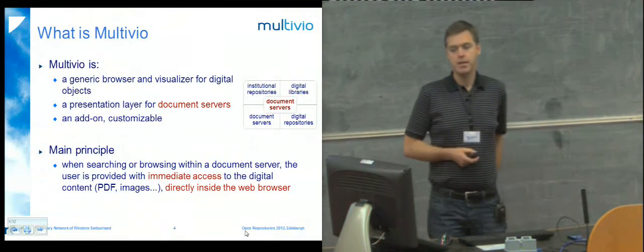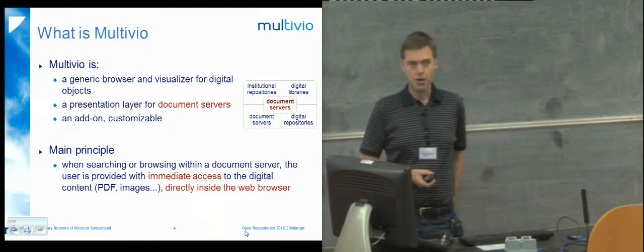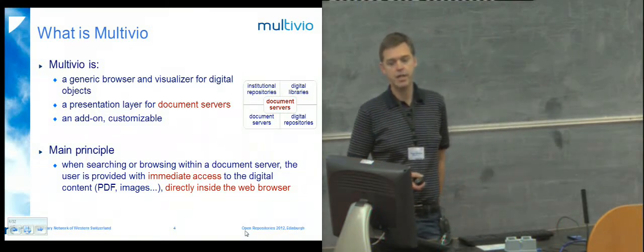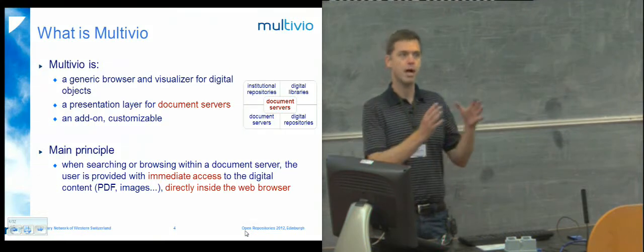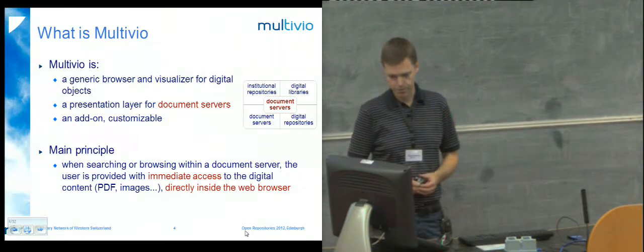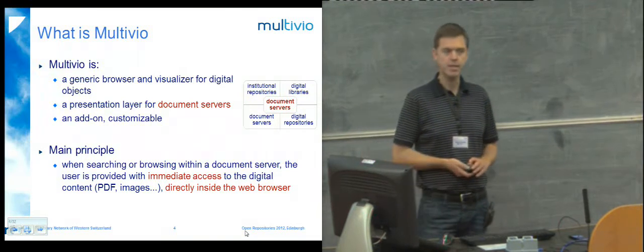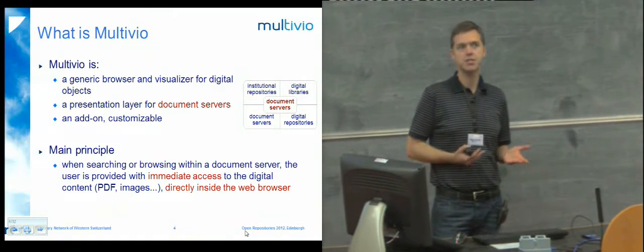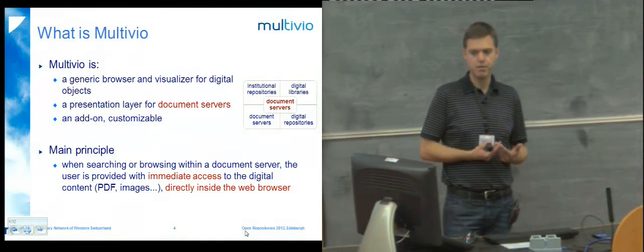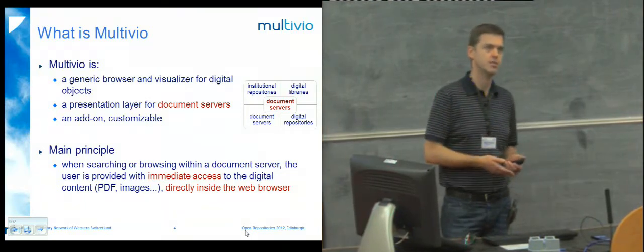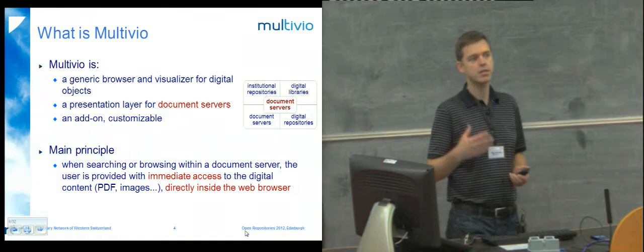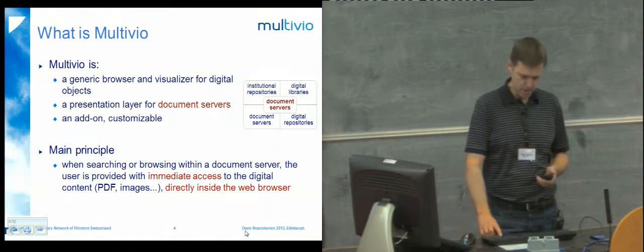As you can read here, it's a generic browser and visualizer for digital objects. At the same time, it's a presentation layer for document servers, and by document servers, we mean institutional repositories, digital libraries, any such kind of thing. And it's a customizable add-on that you can apply independently to any kind of these servers. The main principle is that when users are searching or browsing a document server, they are provided with immediate access to the digital content that's inside the server. And this is done directly inside the web browser, as you will see.